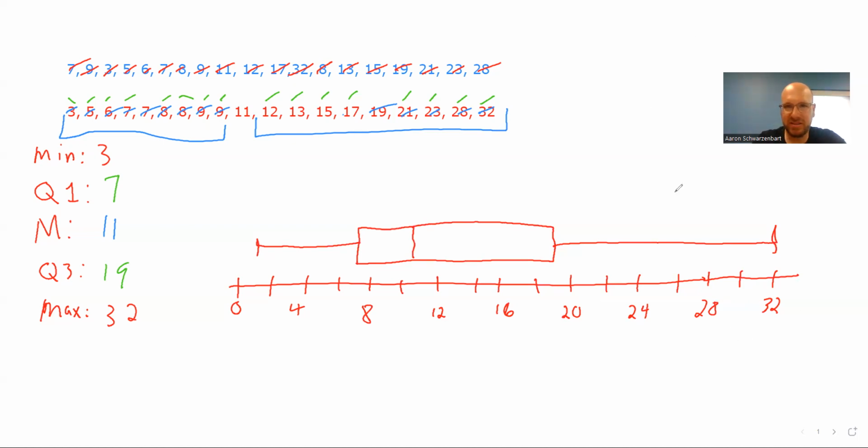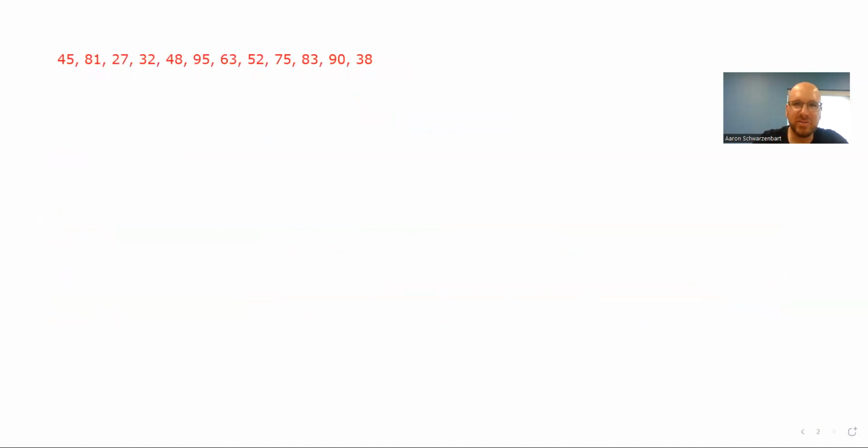We're going to do one more data set quickly. And I've already got that set up here. So I'm going to start by, again, putting it in order. To put this in order, I'm going to start with the lowest, which appears to be 27, 32, 45, 48. I'm going to put a little mark by those. I'm going to put it above this time.